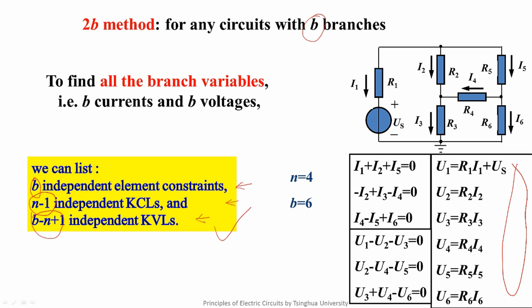So with this method, we can find all 2B branch variables of any circuit by writing the element constraint equations, KCL and KVL. So circuit analysis can be implemented in a standard form. But it needs to be pointed out that we need to write 12 equations to solve such a not so complicated circuit. The workload is unbearable. So this method has more theoretical significance than application value. In the next several lectures, we will introduce more practical methods and techniques to help you solve circuits quickly.